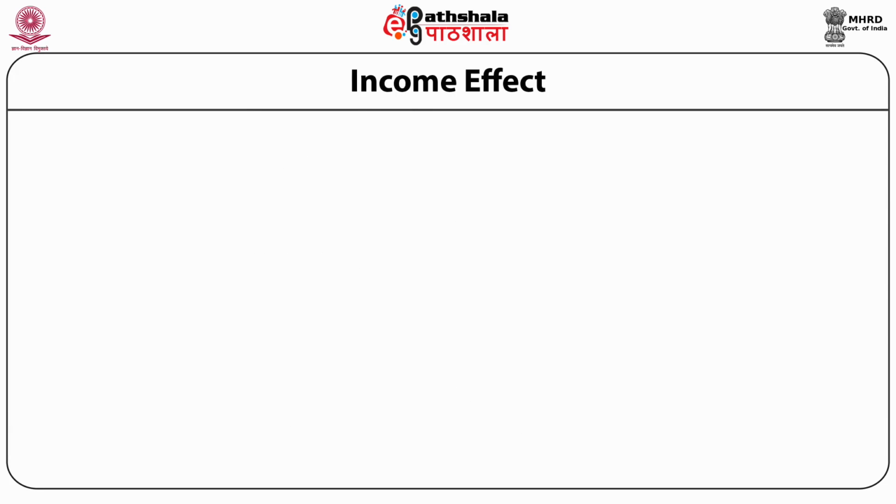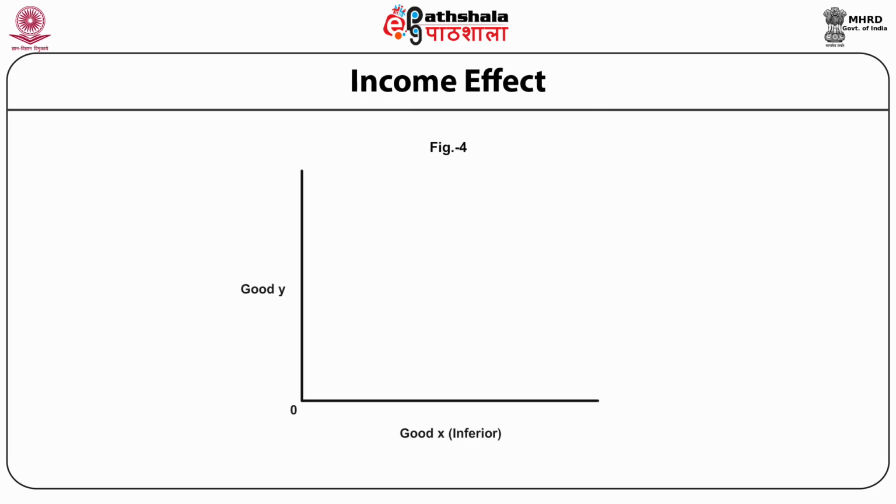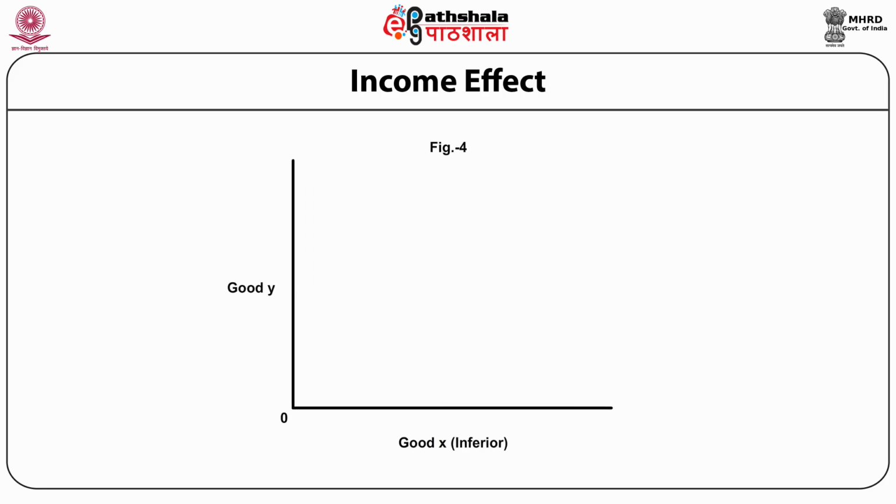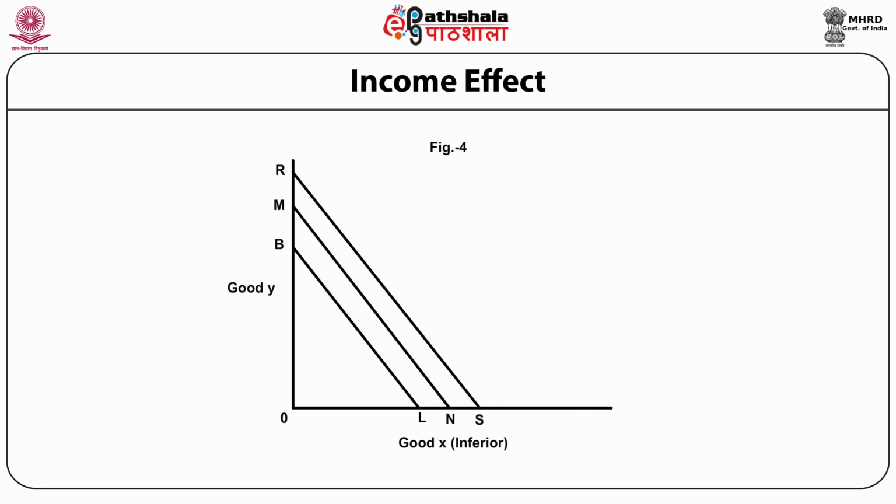Now, let us see the income effect in the case of inferior goods. Here again, good X and good Y are plotted on X-axis and Y-axis respectively. But now, good X is an inferior good. Here, the consumer initially at point I is consuming OX of X good and OY of Y good.